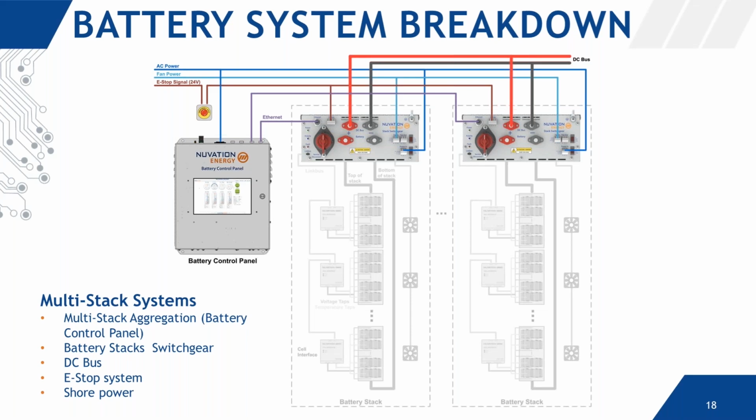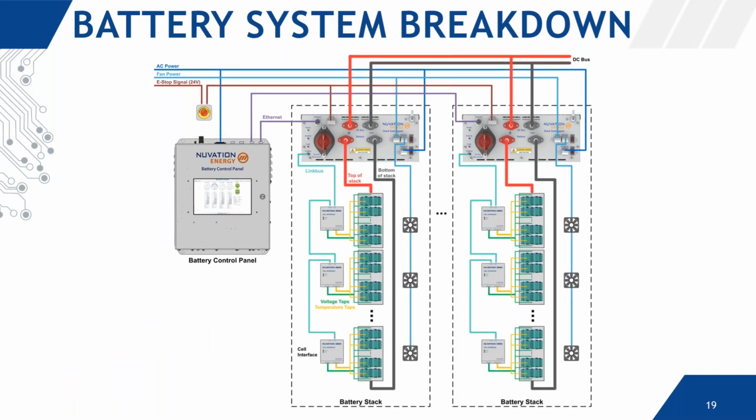Lastly, at the system level, there's typically an e-stop circuit which can be tied to the stack switchgear for fast-acting disconnection of the system in the event of an emergency. So that's the entire system breakdown. You can see there's multiple layers of BMS product in order to provide the necessary management and ensure safety of the battery stacks.